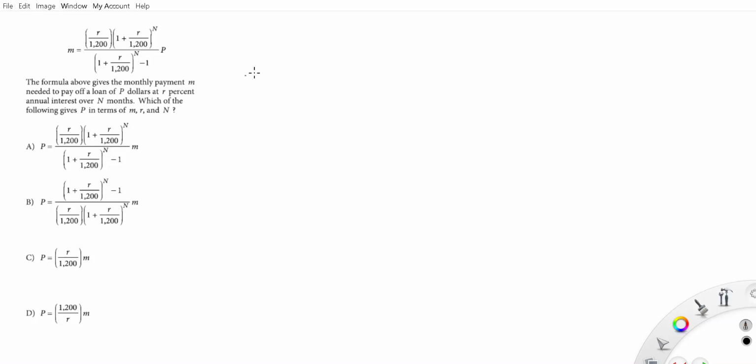So this one can seem really intimidating when you take a look at it at first, but I assure you there's a very simple way to solve this. So let's take a look at what they are asking. They're giving us this monster of an equation and said that the formula above gives the monthly payment M needed to pay off a loan of P dollars at R% annual interest over N months. Okay. Which of the following gives P in terms of M, R, and N?